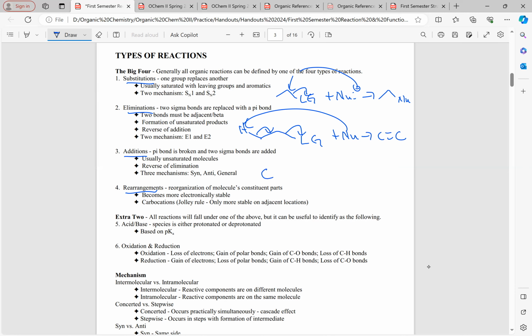Addition breaks a pi bond, but this one's two steps. So first you have to make a carbocation, and then the other portion comes and attacks it.